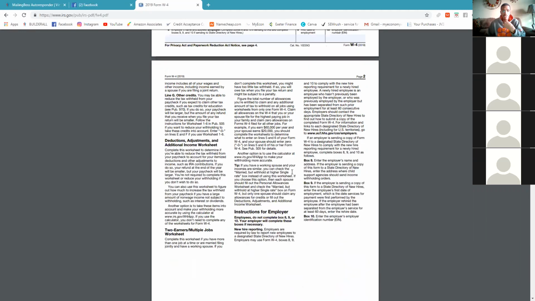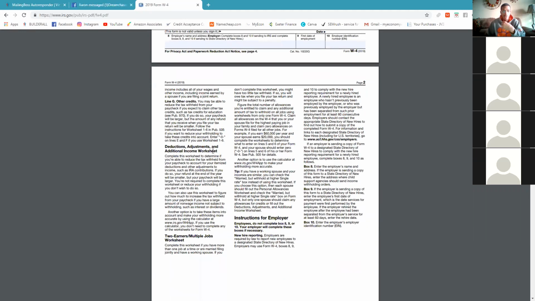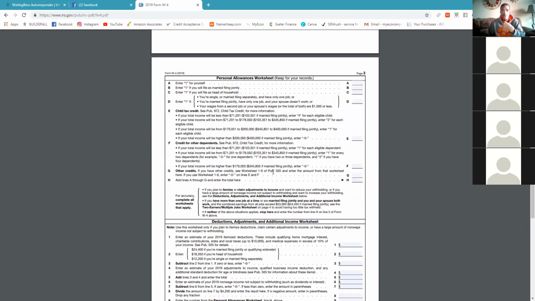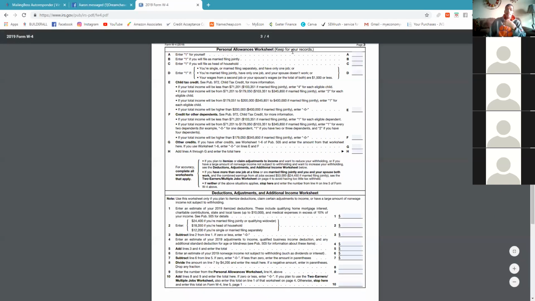Now, the second page is just going to let you know what some of the terminology that you will see in the form means as far as you filling it out. But this is what I want to show you right here. Now, when it comes to minimizing your taxes and filling out your W-4 form correctly, this is something that everybody needs to pay attention to.